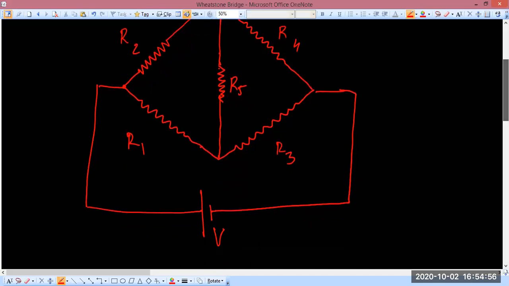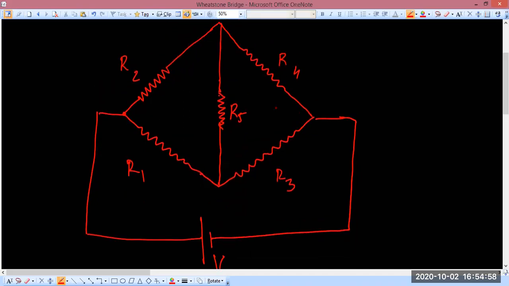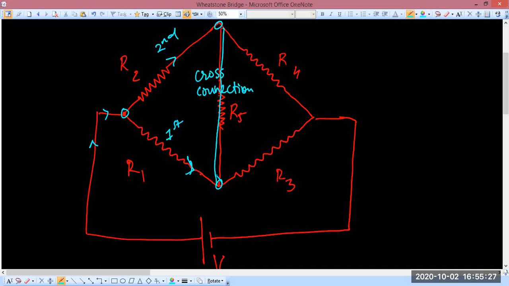Let's see this. Now what have we drawn? Why is this called a bridge? Let me explain that. See, this is the point where there are two branches, correct? I'm sure you understand. This is first branch and this is second branch, right? Okay, and then there is a cross connection. Do you see this is a cross connection between the two branches? Did you understand this?